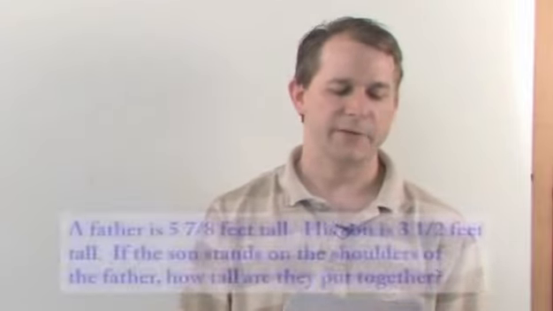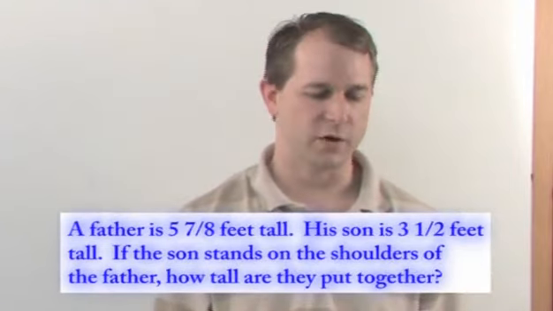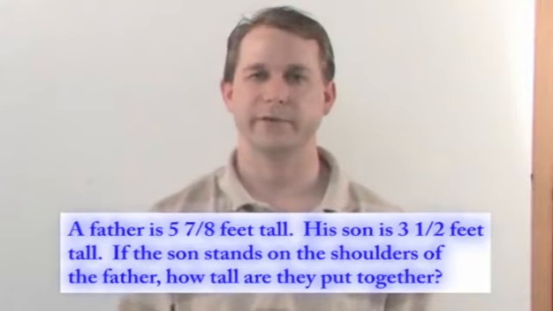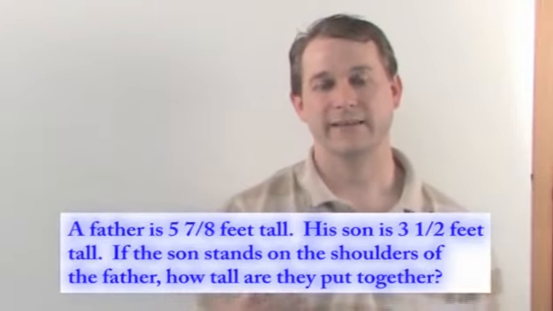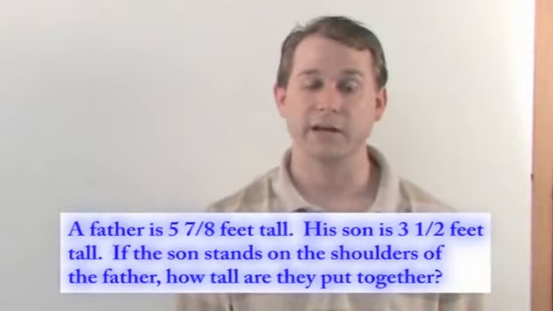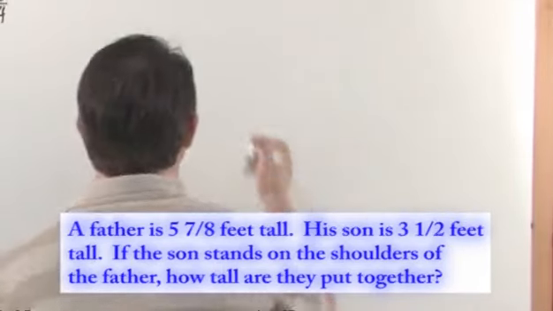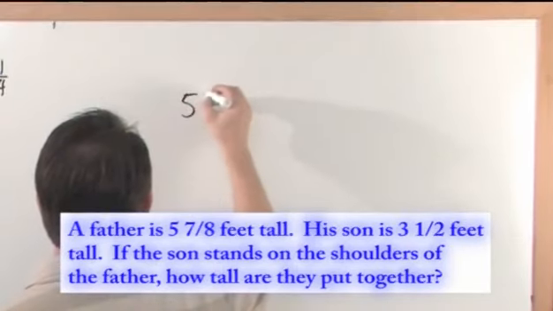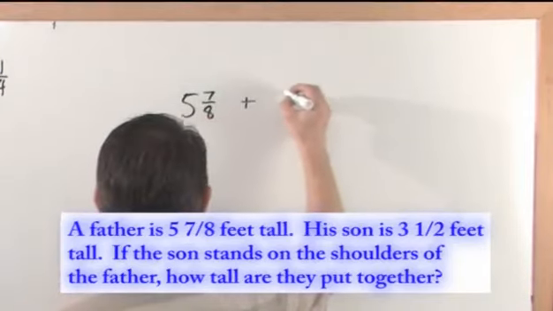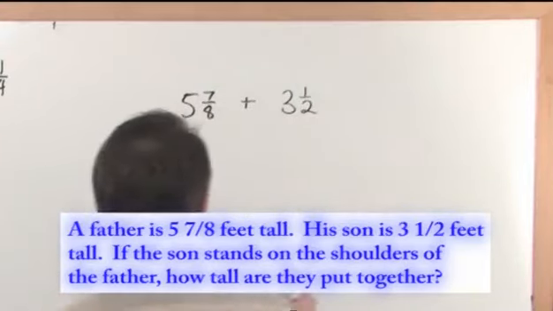The next problem says a father is 5 7/8 feet tall. His son is 3.5 feet tall. If the son stands on the shoulders of the father, how tall are they put together? So you know you're going to have to add because it says how tall are they put together. You've got the height of the father and the height of the son. You stack them up. How tall are they when you put them together? So we know that we're going to add 5 7/8 feet of the father plus the 3.5 feet of the son.